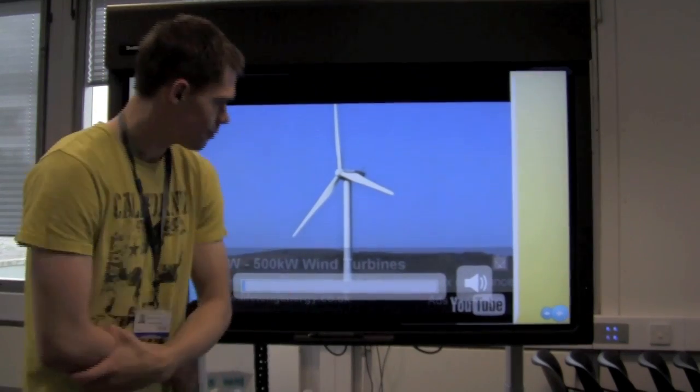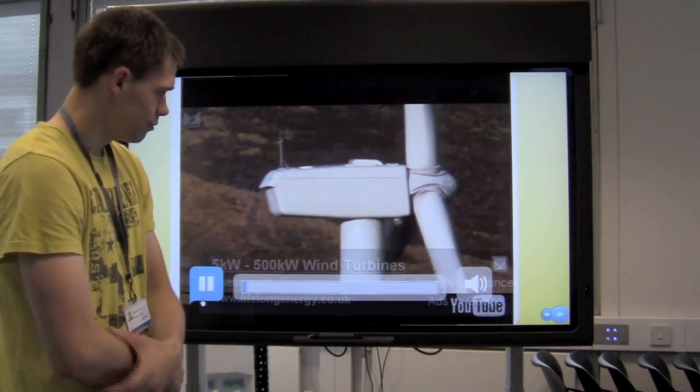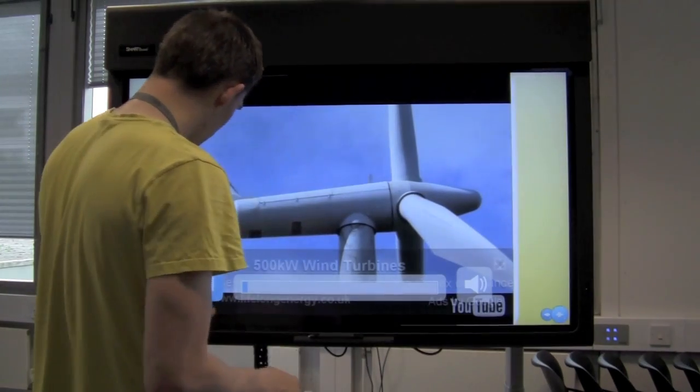Have a three-bladed rotor spinning in a vertical plane attached to the front of a box which we call the nacelle after an aircraft engine.